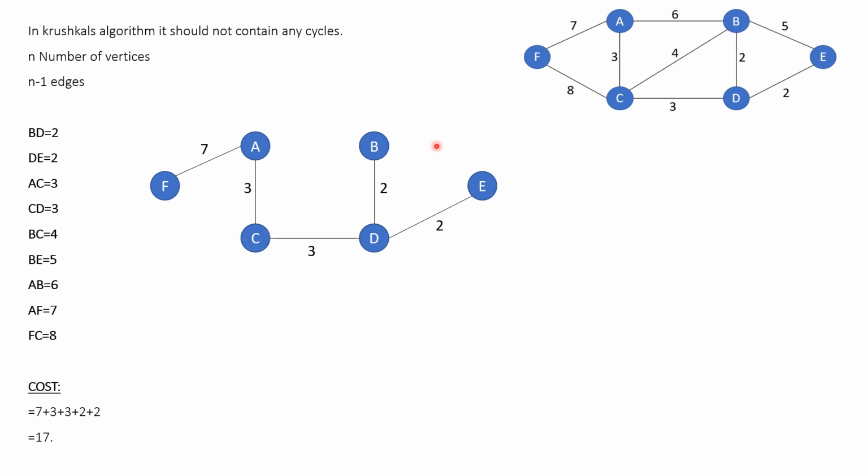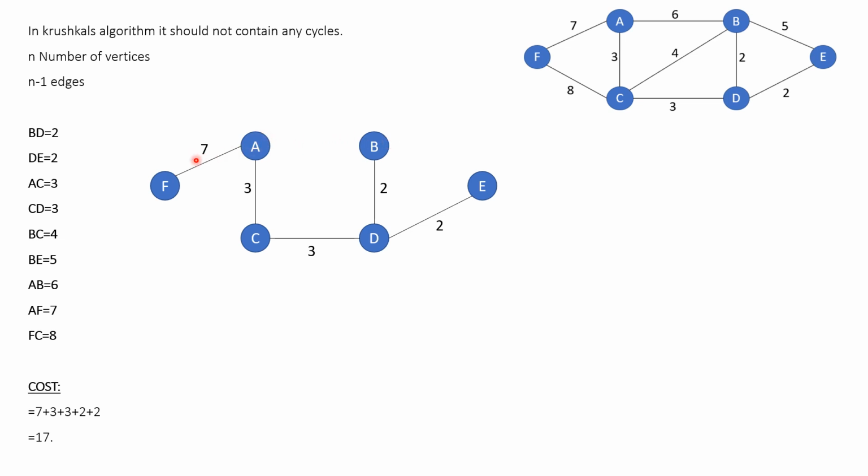And now B to C. If we draw B to C, it can form a cycle. So we have to neglect B to C to avoid forming the cycle. And now BE. If we draw BE, it can form a cycle, so we have to neglect BE. And now AB. If we draw AB, it can also form a cycle, so we have to neglect AB.